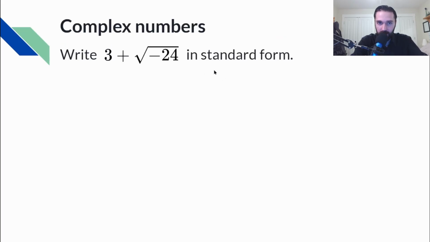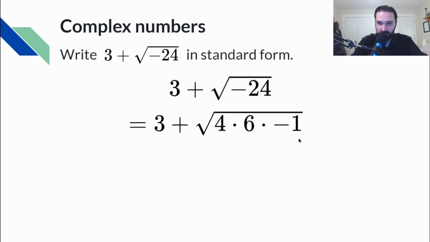Let's go back to standard form. Here we're asked to write 3 plus the square root of negative 24 in standard form. So we should have something plus something i. Once again, under the square root, I'm going to write this as a product. I'm going to write it as the square root of 24 times negative 1, and 24 is 4 times 6. 4 is a perfect square hiding in here, so that's going to help us out when we're trying to simplify this.